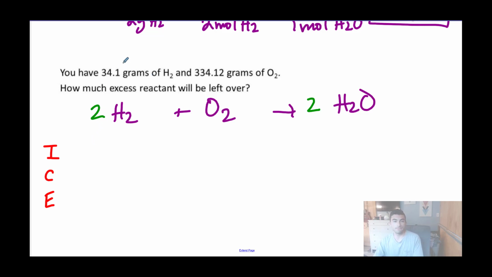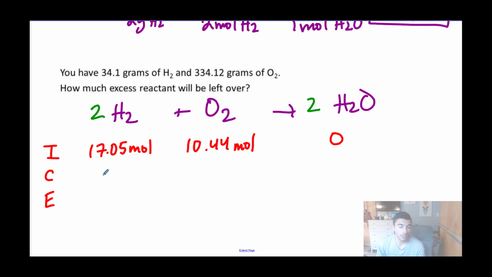So they're telling me I have 34.1 grams of H2. We can convert that to moles quickly by dividing by the molar mass of H2, which is 2. So I have 17.05 moles of H2. I have 334.12 grams of oxygen. If I divide that by 32, which is the molar mass, we get 10.44 moles of oxygen. And then I'm not starting with any water.